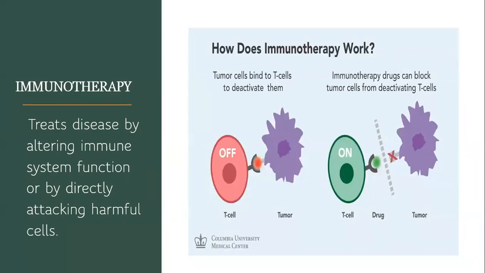So, what is immunotherapy? It treats disease by altering immune system function or by directly attacking harmful cells. The tumor cells bind to the T cells to deactivate them. Thus, the immunotherapy drugs can block tumor cells from deactivating the T cells. So, tinutulungan ng immunotherapy drugs na ma-block yung tumor cells from deactivating the T cells.